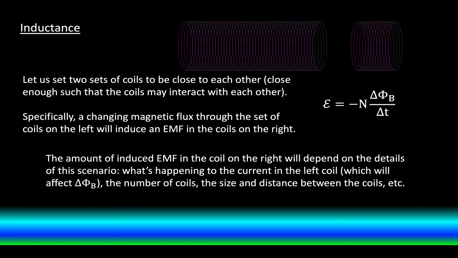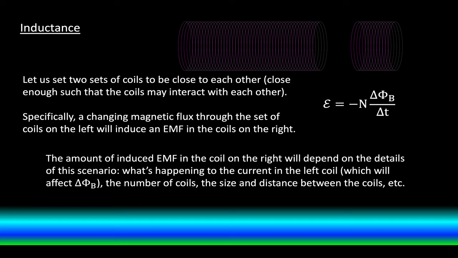How tightly packed are the coils? How strong is the current flowing through the coils on the left? Because the stronger the current, the greater the magnetic field. And as the current changes, the magnetic field will change, which will imply the magnetic flux at the location of the right coil will change. And if the coils are close together or far apart, that will matter. So the specific numerical details of the scenario depend on what's going on. We're not going to worry about that.